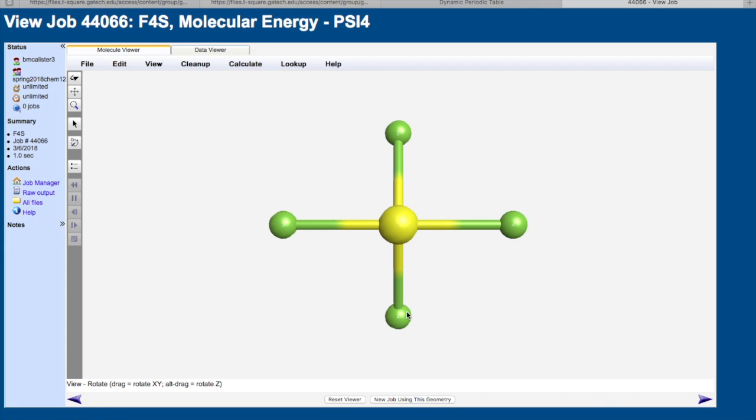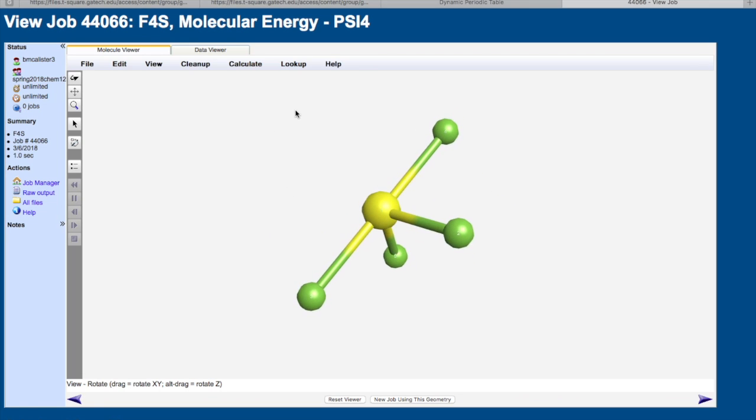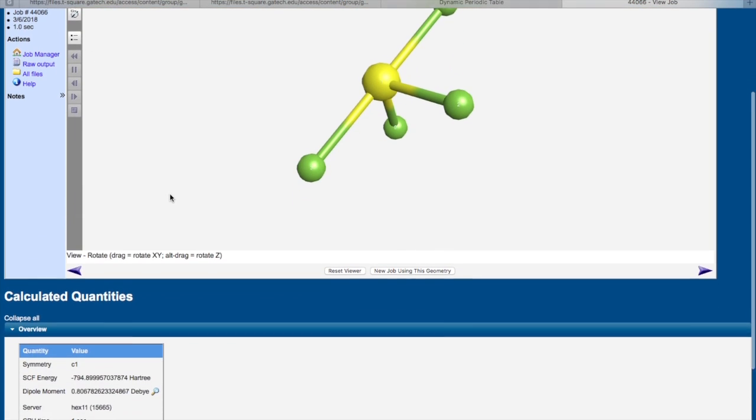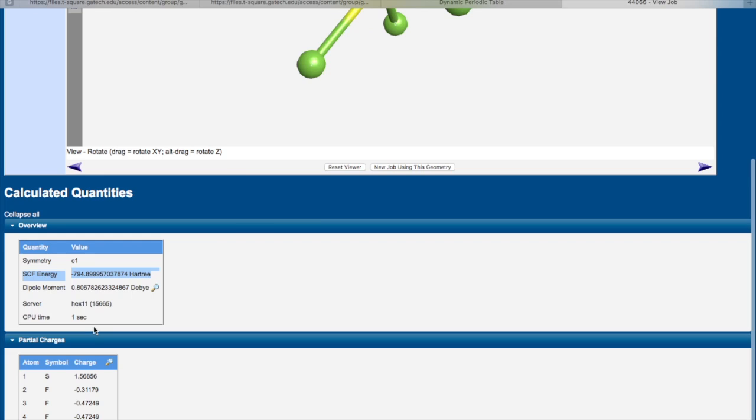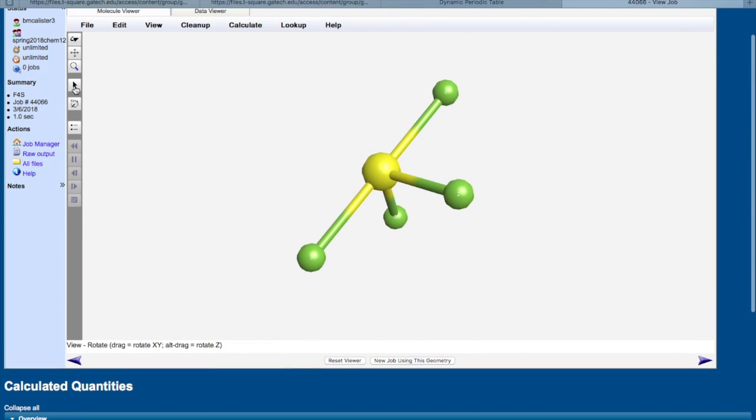There are 10 electrons and 5 charge clouds on this structure, but in this model it's missing a lone pair because it is the ideal model. The bonds are straight, as you can see, because this is the ideal model and there's no bending due to lone pairs. The SCF energy level is negative 794.899, and we're going to start with the bond angles.